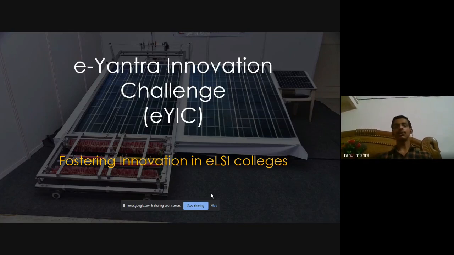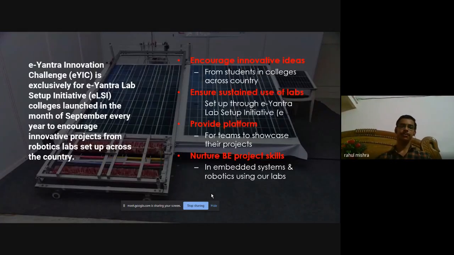If you want your college to get into the ELSI lab, the Yantra Lab Setup Initiative, you can just mail them at helpdesk.yantra.org. I will provide the email, and you can ask someone from your college to represent. Any faculty member who is interested in Yantra can contact them, and they will help develop the Yantra lab initiative. Then you will be able to participate in the Yantra Innovation Challenges.